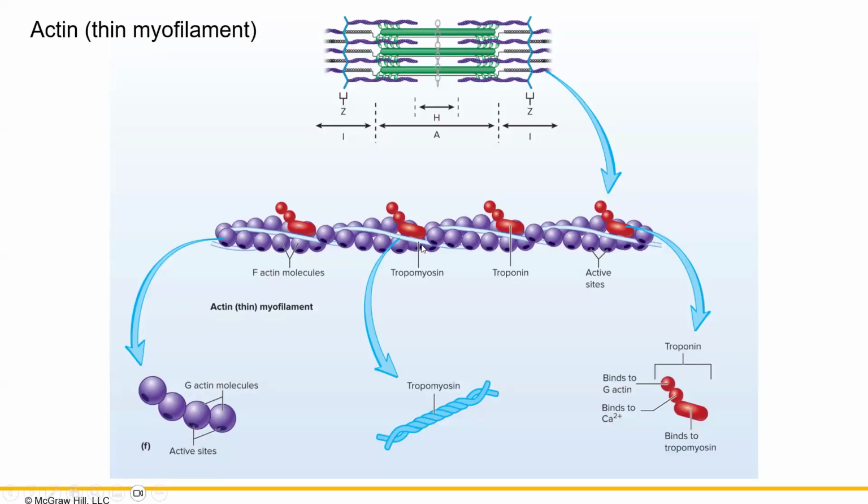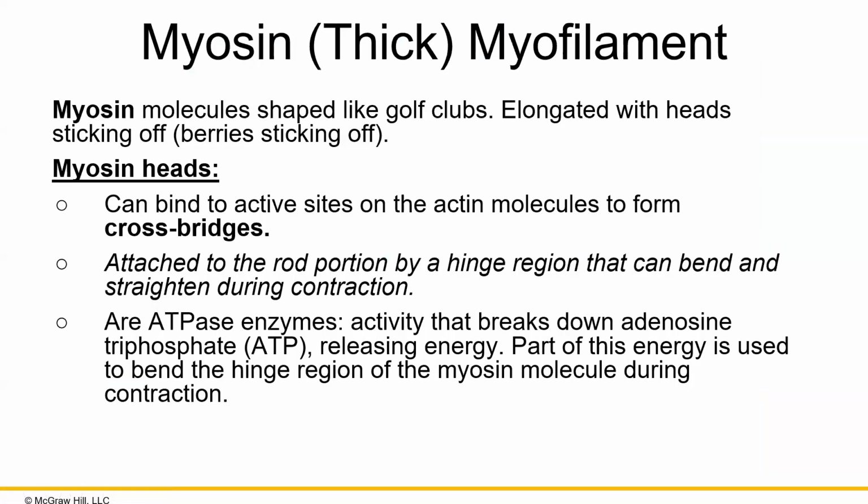So troponin lifts the lid on tropomyosin. So calcium binds to troponin, troponin binds to tropomyosin and lifts it up. So our myosin is our thick myofilament. We said it has a long rod with the globular or golf club shaped heads. And when our myosin actually binds to the active site on actin, we refer to that as a cross bridge.